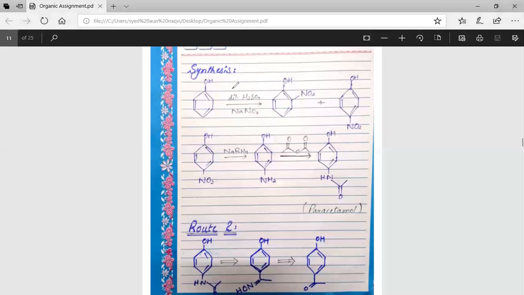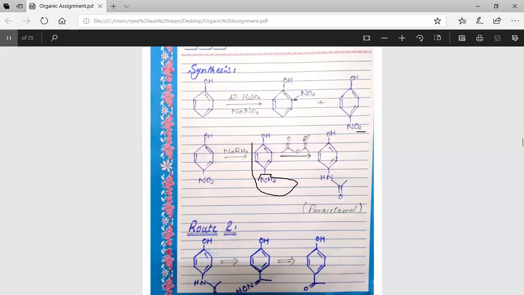When we treat phenol with sodium nitrate in the presence of dilute sulfuric acid, we will have two products. One is ortho-nitrophenol and the other is para-nitrophenol. Here, because the hydroxyl group is an ortho and para directing group, we have two products. We use para-nitrophenol. When we perform reduction of para-nitrophenol using sodium borohydride, it will be converted into para-aminophenol, because here the nitro group is converted to an amino group.